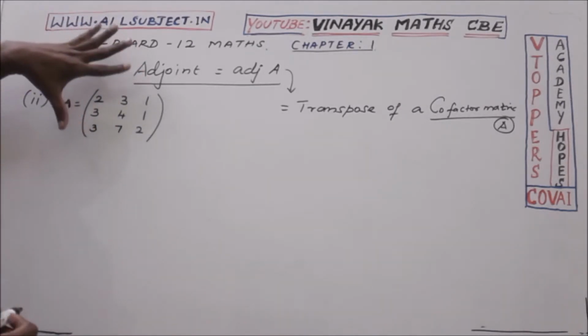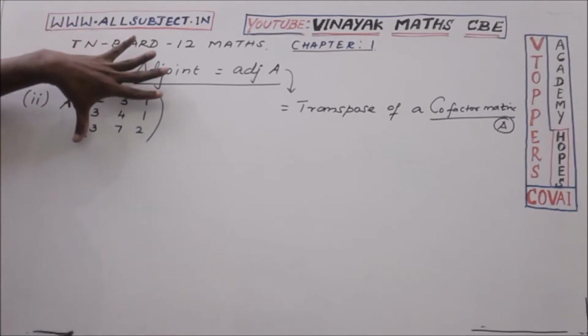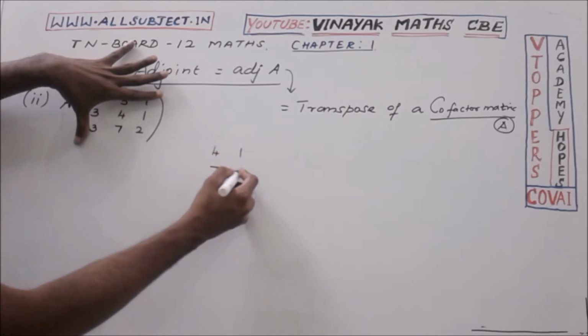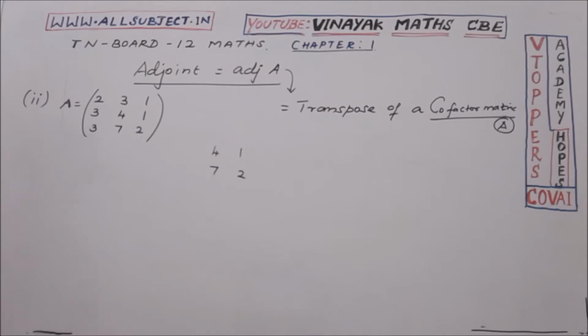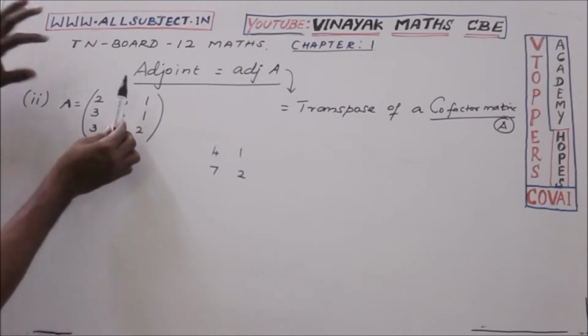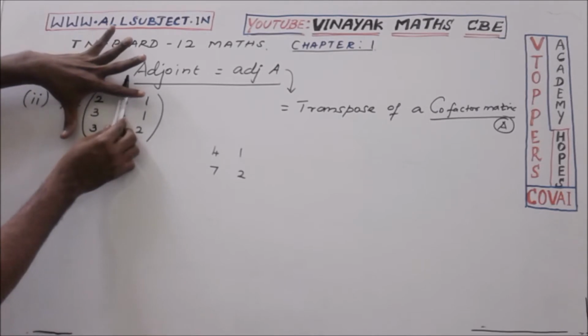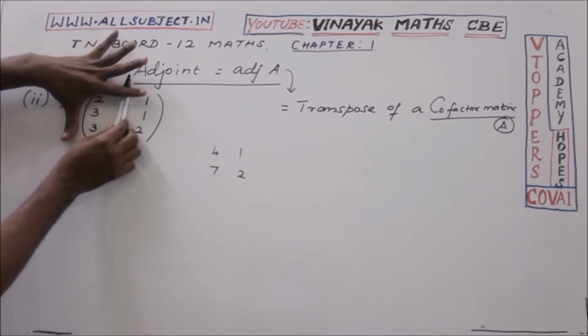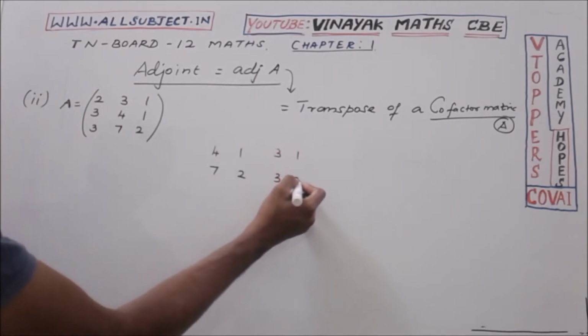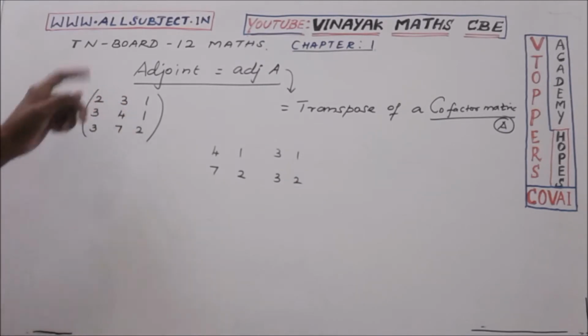To calculate all the minors: 2 is present in the first row, first column, so its minor value is the determinant of 4, 1, 7, 2. We find the 2 by 2 determinant, and that will be the minor value. I will explain how to calculate a 2 by 2 determinant. Then the minor of 3: the 3 appears in the first row and second column, eliminating those, and 3, 1, 3, 2 are taken to calculate its minor.